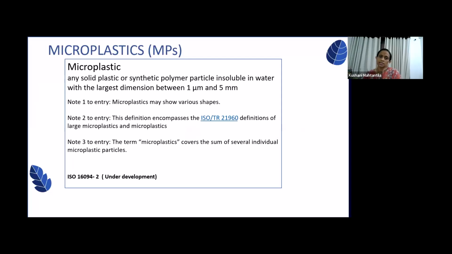However, in the recent standards, which is to be published early next year, it encompasses both definitions into one and defines only microplastics as any solid plastic or synthetic polymer particles insoluble in water with the largest dimensions between 1 micron to 5 micron, and the term microplastic covers the sum of several individual microplastic particles.